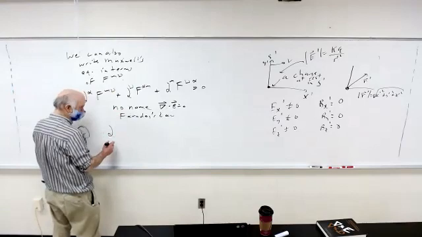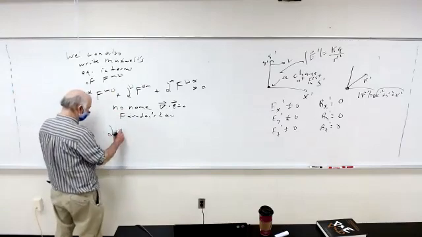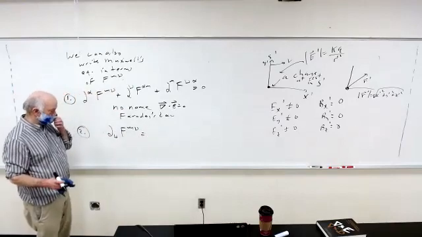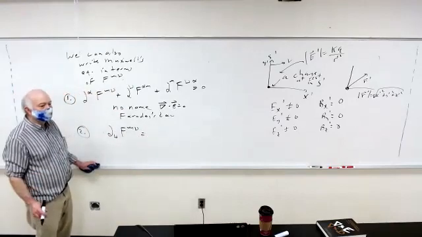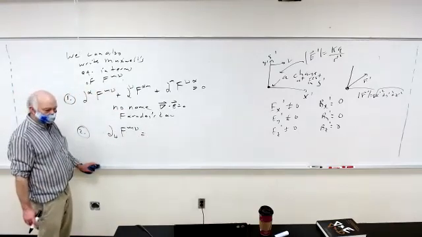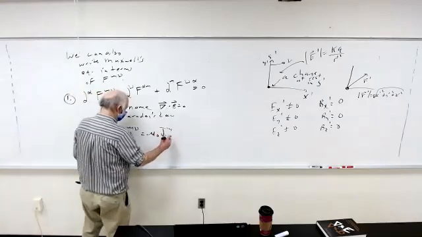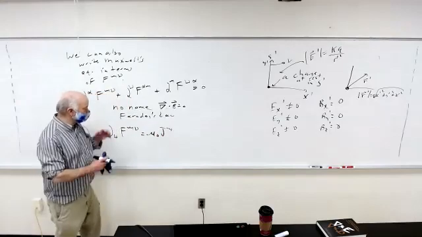Said partial nu F mu nu equals, and this is mu naught J mu. Now some books will just have this.